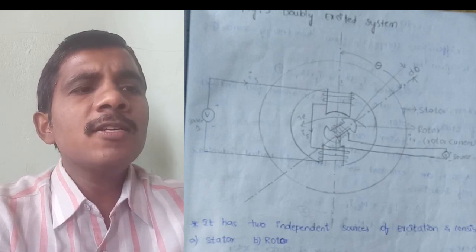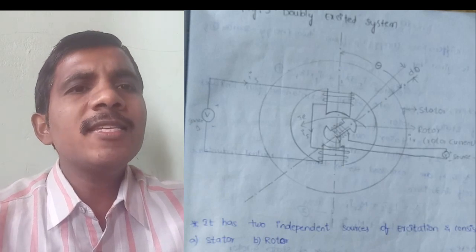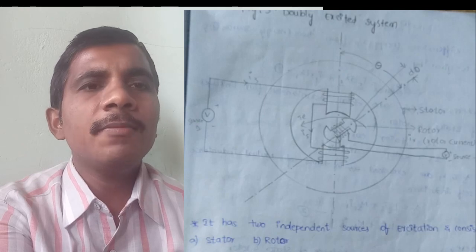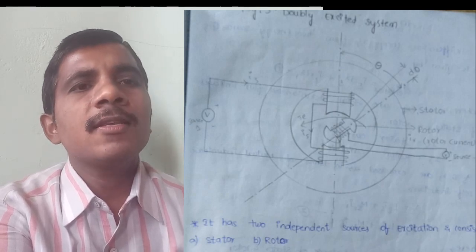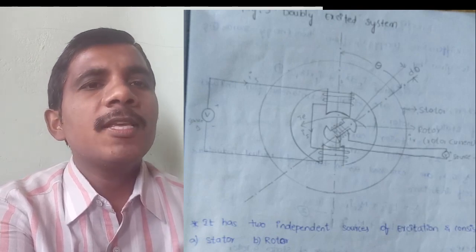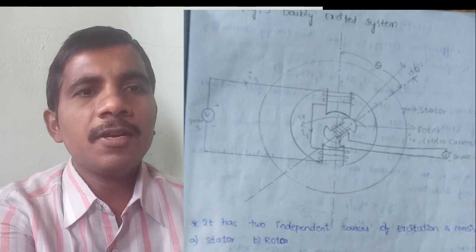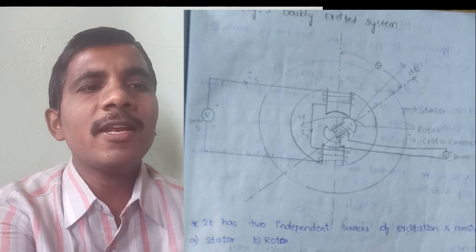It has two independent sources of excitation and consists of a stator and rotor. If you consider a synchronous machine as a doubly excited system, it has two supplies. Assume a synchronous machine, or synchronous generator or alternator: the stator has the armature, and we obtain the 3-phase AC voltage from the stator. It has two independent sources of excitation.